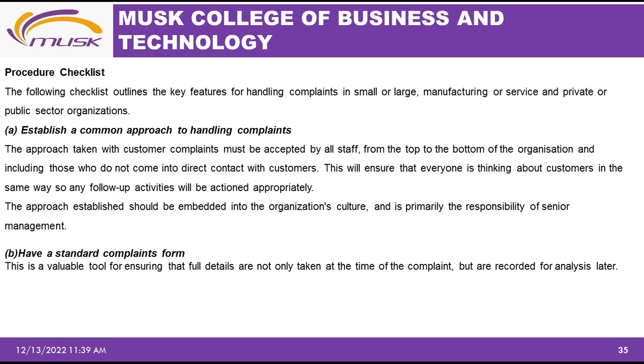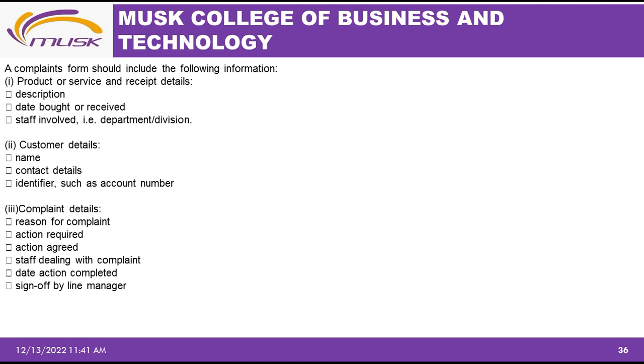Then have a standard complaints form. So an organization can develop a form where somebody who is offended or is having a complaint can fill in the details. This is a great valuable tool in ensuring full details are disclosed on the form. Then a complaint form should include the following information. So that we have how we develop a complaint form. What information do we put there? Roman 1, product or service and receipt details.